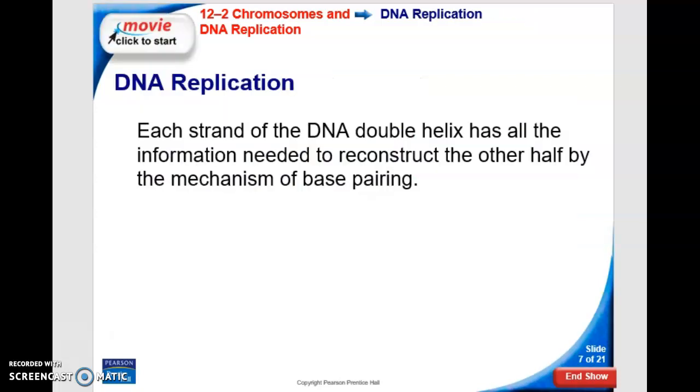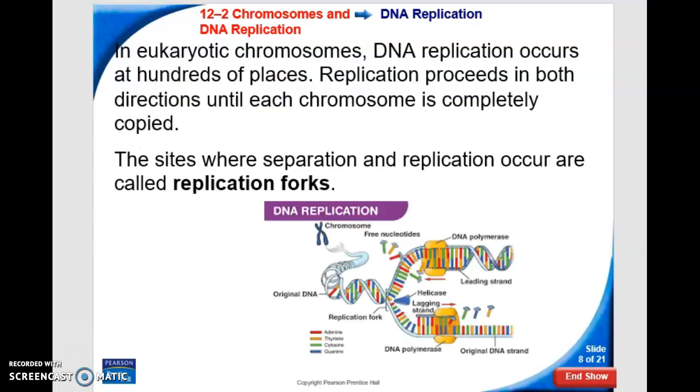Which now brings us to DNA replication. Each strand of the DNA double helix has all the information needed to reconstruct the other half. So what ends up happening is that half of the DNA strand is going to split, and it just forms two brand new strands. Here's a brief picture down at the bottom of how that is going to take place.